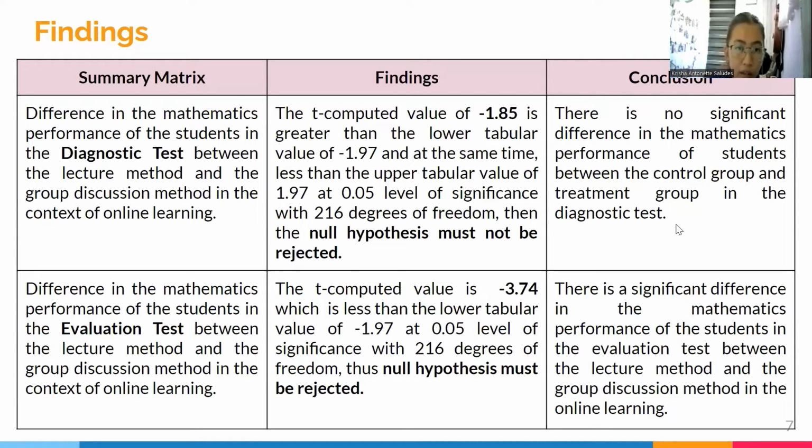On the other hand, for the difference in the mathematics performance of the students in the evaluation test between the lecture method and the group discussion method, the t-computed value is negative 3.74, which is less than the lower tabular value of negative 1.97 at 0.05 level of significance with 216 degrees of freedom. So with that, the null hypothesis must be rejected. This means that there is a significant difference in the performance of the students in mathematics in the evaluation test between the lecture method and the group discussion method in the online learning.